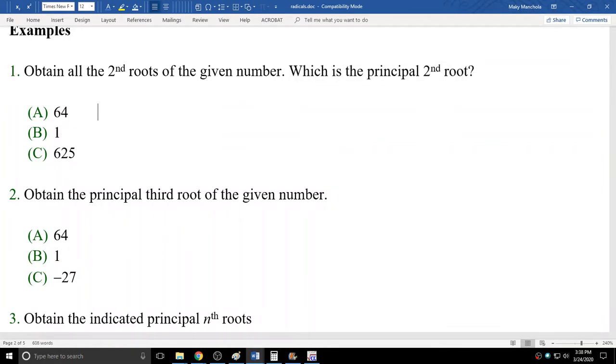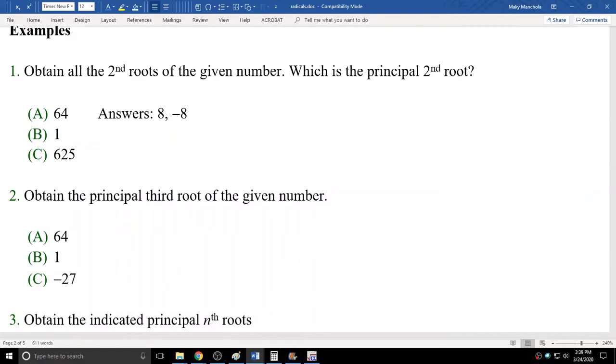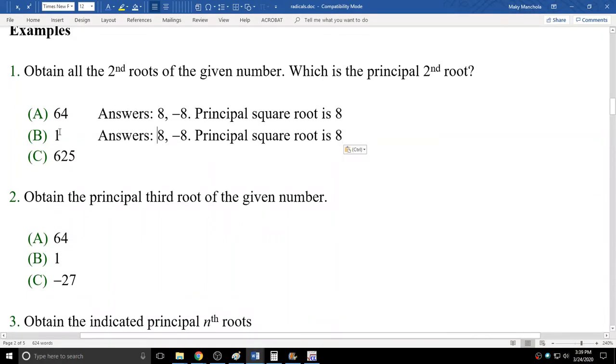So here are our answers. So second roots, 8 comma negative 8. Principal second root, which I'm going to say principal square root, is 8. For 1, the square roots of 1 are 1 and negative 1. The principal square root is 1.